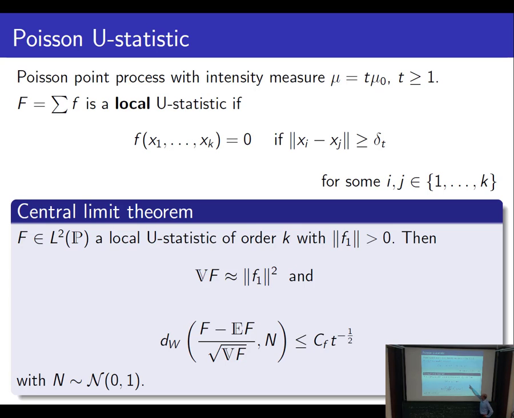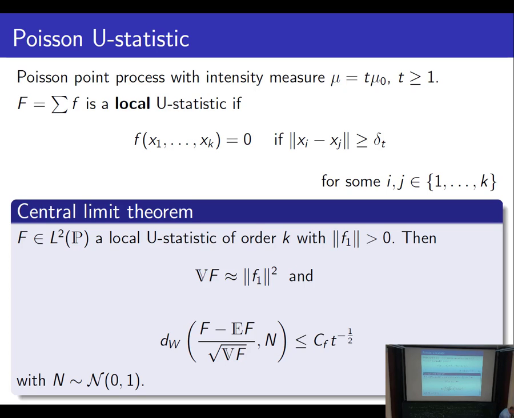We have to assume that this first kernel, f1, which we have to compute, is positive and not vanishing. Then we know that the variance is of the order of the first kernel squared, and we know how the Wasserstein distance between the normal distribution and your normalized U statistic behaves. The bound is more or less a constant depending on your kernel small f, but in the intensity t of the underlying Poisson process it is t to the power -1/2, and this is in most instances the best possible bound you can have. So this is really optimal in this sense.